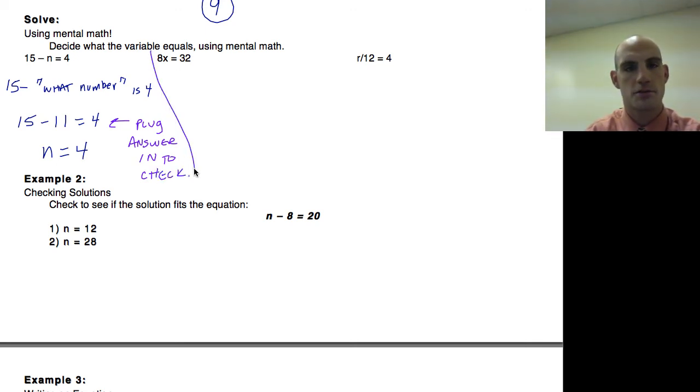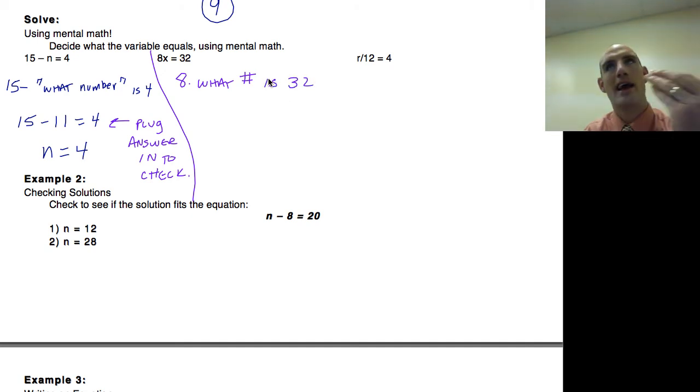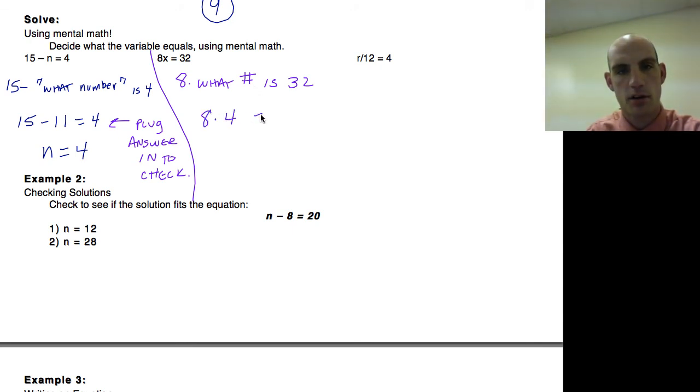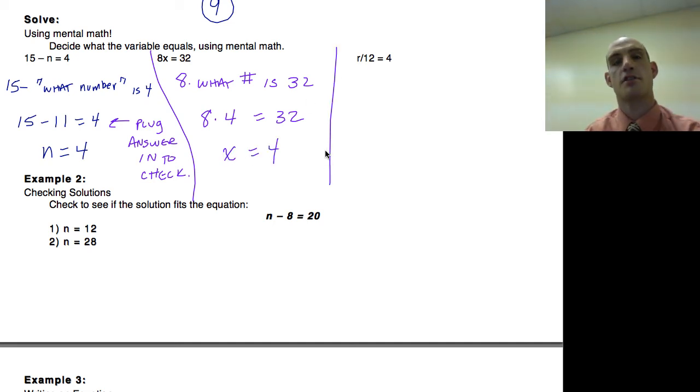Let's try this one. Draw a little line to separate. 8 times x equals 32. Well, 8 times what number is, because "is" is another word for equals, 32? Well, 8 times something equals 32, so 8 times 4 equals 32. So x is equal to 4. So you're deciding what it equals and then checking it out.